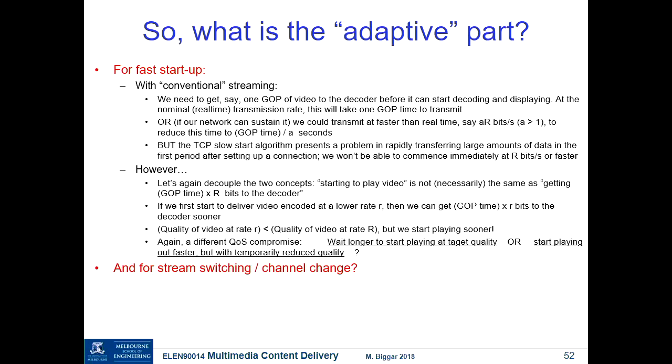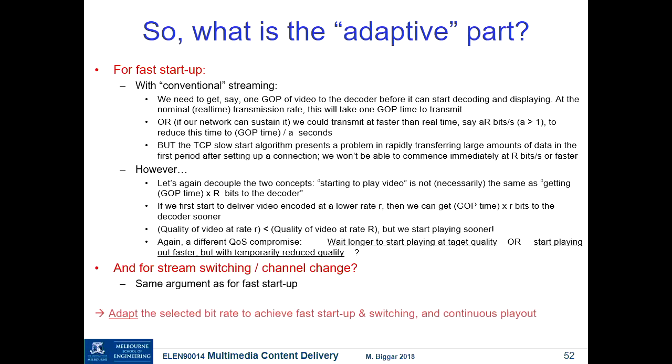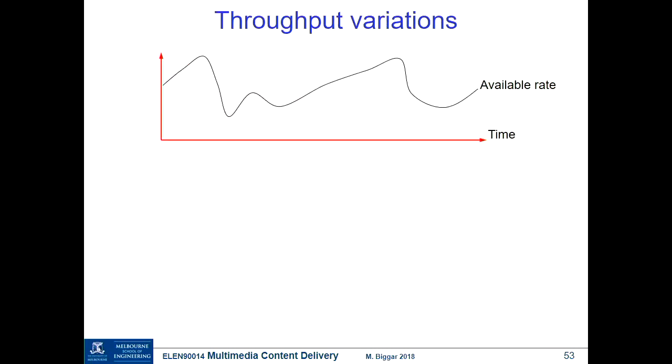What happens for stream switching and channel changing? We do exactly the same thing. It's the same argument as for the fast startup: when we switch to another stream, we start at a lower bit rate. So we're adapting the selected bit rate to achieve this fast startup and switching, and we always try to maintain continuous playout. So graphically, let's look at what this means.